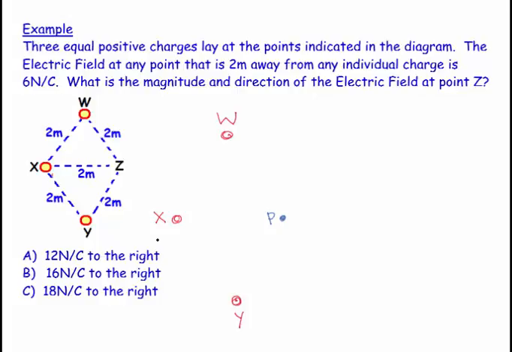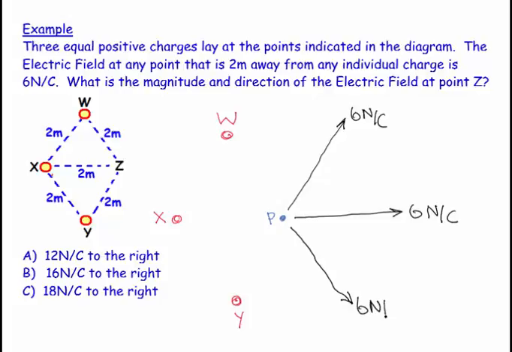Well, this is 2 meters, and this is 2 meters, and this is 2 meters. So if I go from X to P, it's a positive X, so the field at P will go in that direction, and that's going to be 6 newtons per coulomb. And then from P, 2 meters away is Y, which is also positive, so this here will be 6 newtons per coulomb. And then from point W, there's point P, 2 meters away, and so that is also 6 newtons per coulomb.